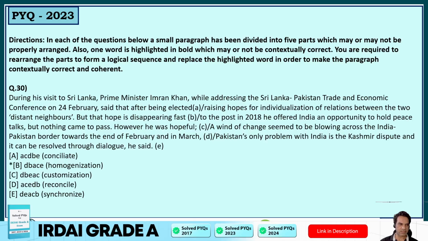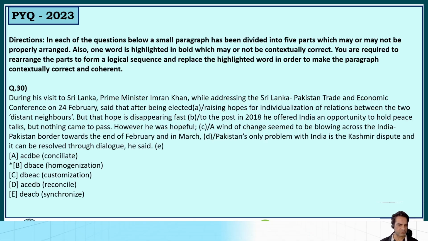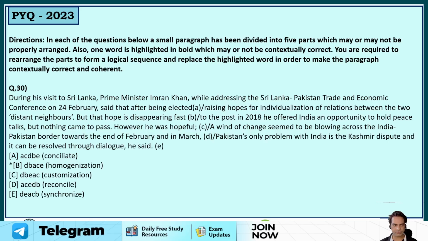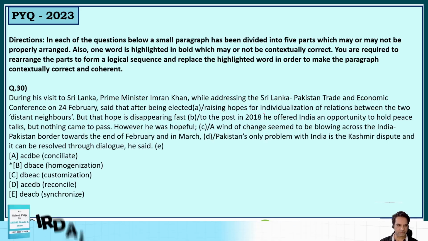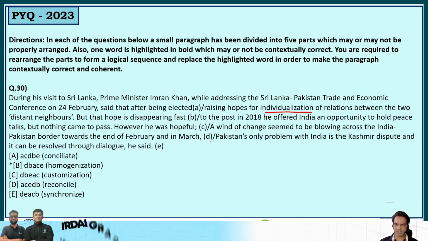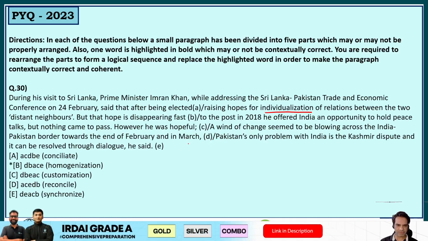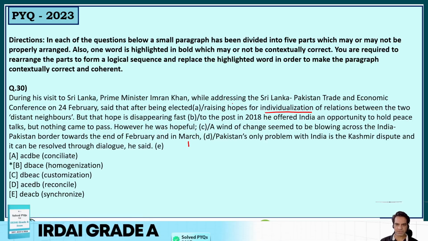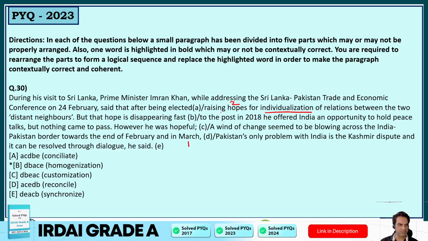Next question, guys. Question number 30. Now you're given, which word is bold here? Homogenization. I think it should be DB, yes. So individualization should be replaced with homogenization. So the passage starts with D. A wind of change seemed to be blowing across the India-Pakistan border towards the end of February and in March. That should be the first statement. Then it should be B, in March, raising hopes for homogenization of relation between the two distant neighbors. But that hope is disappearing fast.